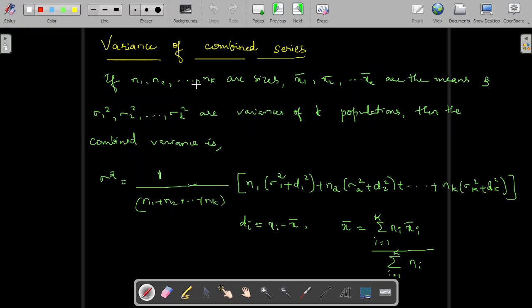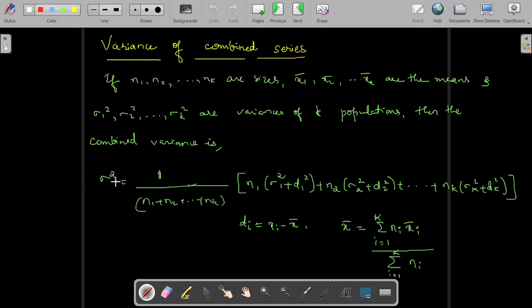Suppose n1, n2, and so on up to nk are the sizes of the given series, x1 bar, x2 bar, and so on up to xk bar are the means, and sigma 1 square, sigma 2 square, and so on up to sigma k square are the variances of k populations. K populations are given, and this is the size of the population, this is the mean of the population, and this is the variance. Then the combined variance is calculated.